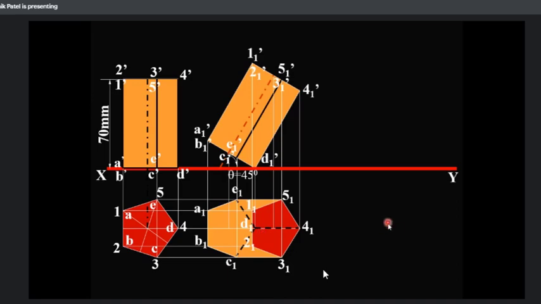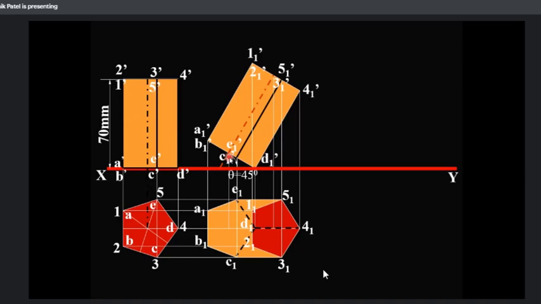Now next. Sir, in that, D1 dash and 4 dash need to be inclined, particularly? D1 dash 4-1 dash, because your pentagonal prism is resting at corner D and the line containing that corner is inclined at 45 degrees. So here it is 45 degrees, so obviously your axis is also inclined at 45 degrees.